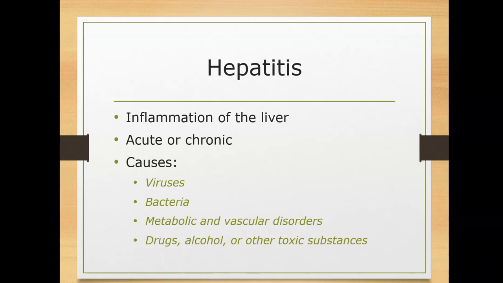It can be related to metabolic disorders, such as hereditary metabolic disorders which lead to accumulation of certain substances, like hemochromatosis, which is an excess of iron in the blood, can cause hepatitis. You can have drugs or alcohol or other toxic substances that can cause hepatitis. Also, there's an autoimmune form of hepatitis that may be associated with other autoimmune disorders that can cause an inflammation in the liver. Think about lupus, where you have localized inflammation from those antigen antibody complexes.